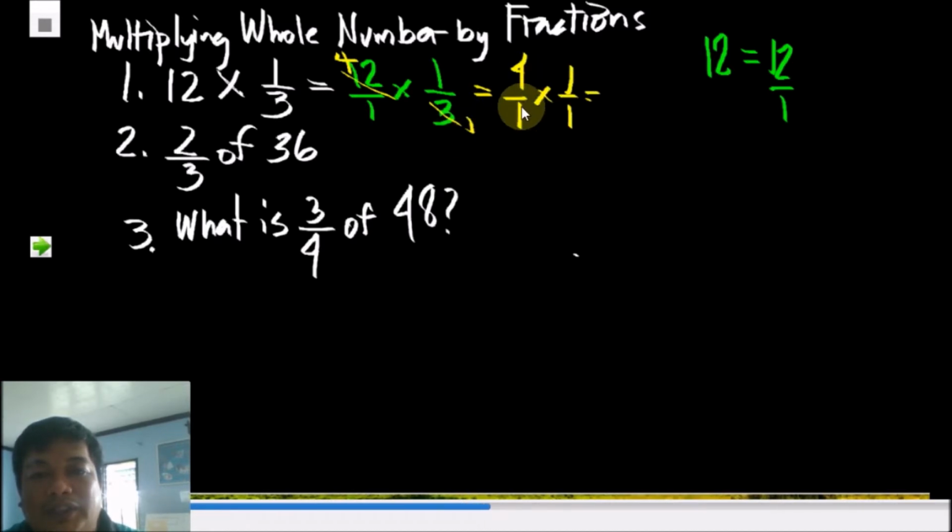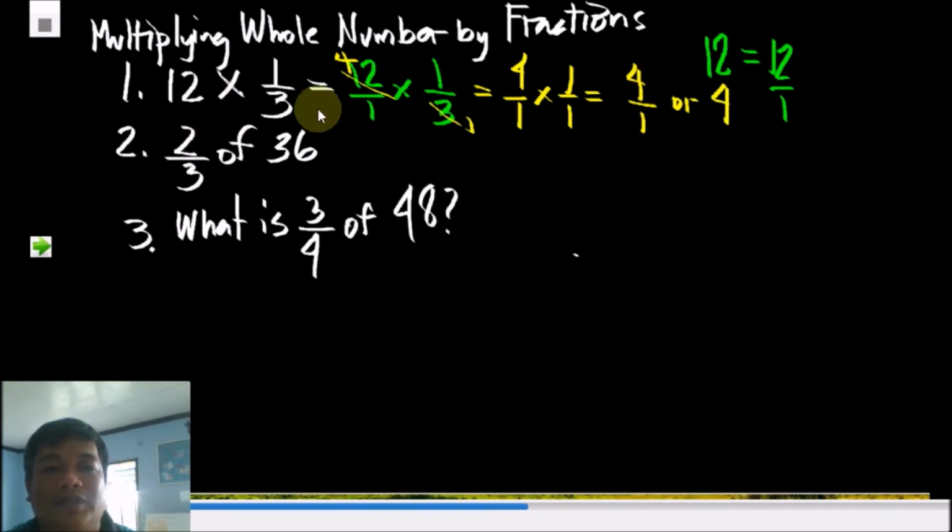So after the cancellation and rewriting the fraction, proceed to multiplying fractions by fractions. To multiply a fraction by a fraction, multiply numerator to numerator, denominator to denominator. Okay, let us do it. 4 times 1, that is 4. Then 1 times 1 is equal to 1. So 4 over 1 or the whole number 4. So 12 times 1/3 is equal to 4.